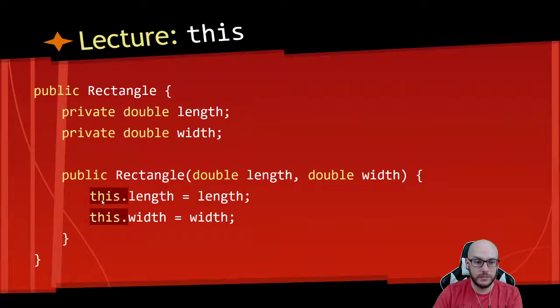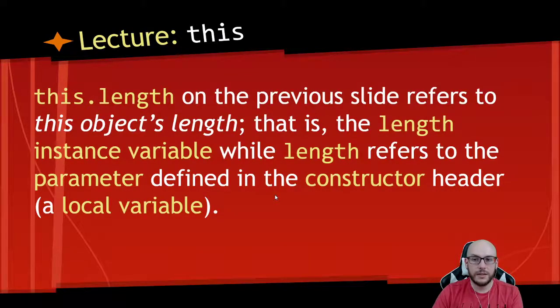This dot notation is a way to distinguish between the two, right? This dot notation allows me to refer to the instance variable explicitly, right? This dot length means the length instance variable of this rectangle, the width instance variable of this rectangle. I'm saving this local variable into the instance variable. I'm saving this local variable into the instance variable. This dot length on the previous slide refers to this object's length, that is the length instance variable, while length refers to the parameter defined in the constructor header, which is a local variable.